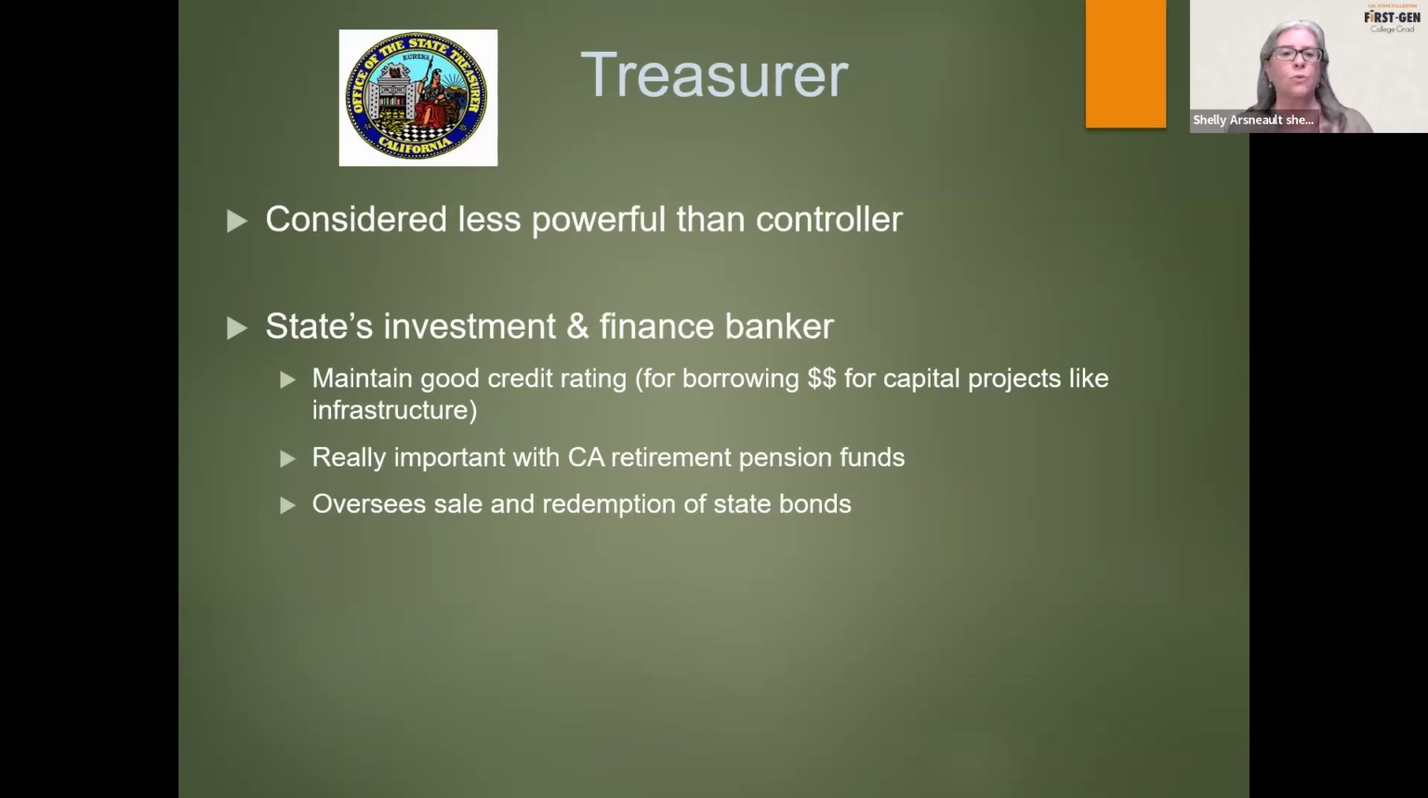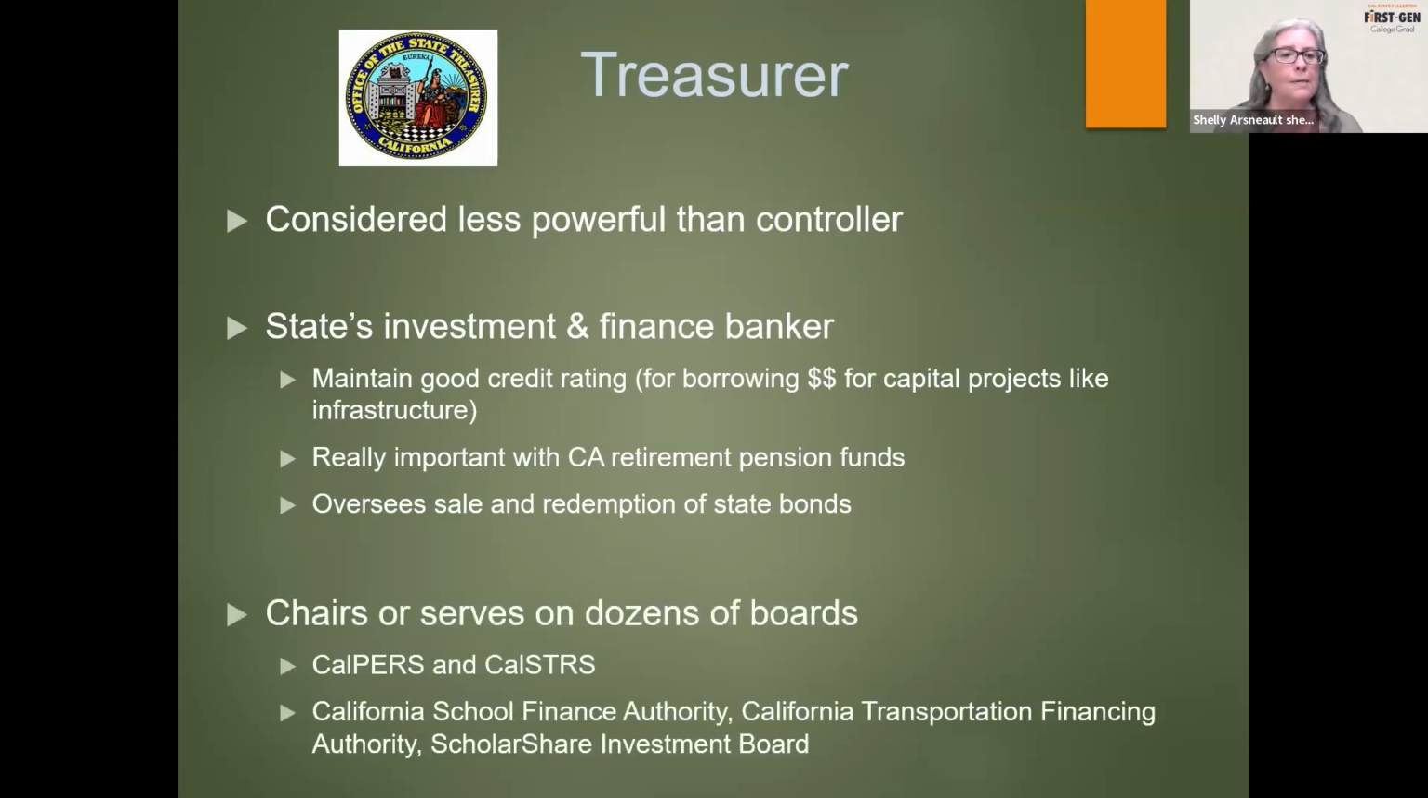And related to the credit rating and the bonds and for capital projects and things like that, the treasurer oversees the sale and redemption of state bonds. So again, that's also how we fund large projects. Similarly to the controller, the treasurer sits on dozens and dozens of boards, not 70, but many. Also sits on CalPERS and CalSTRS, again, not surprisingly.